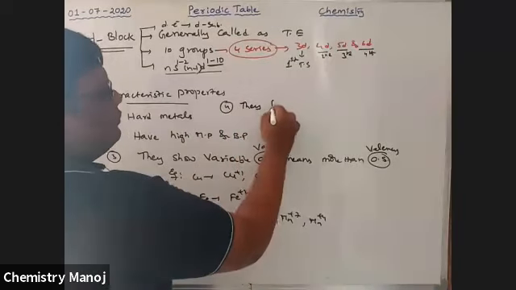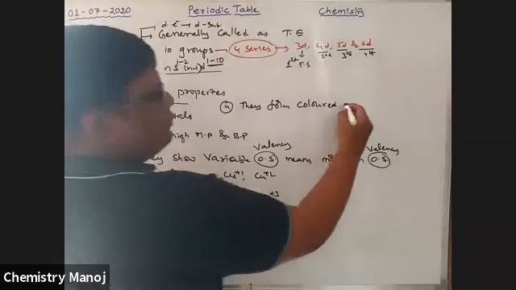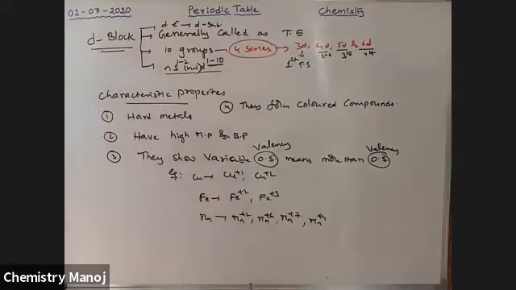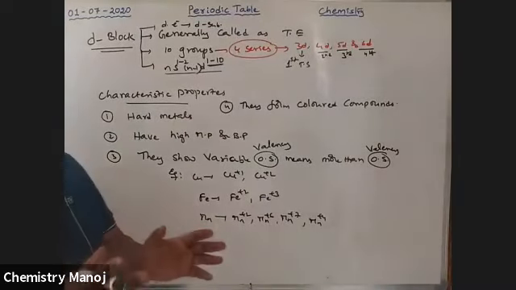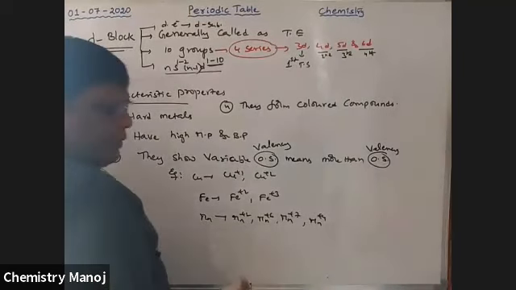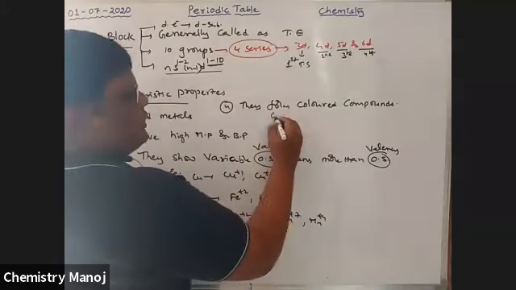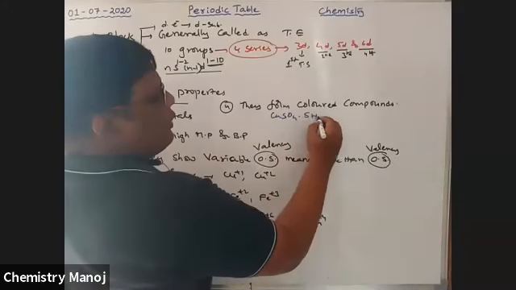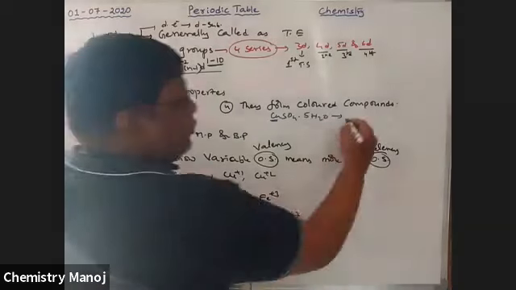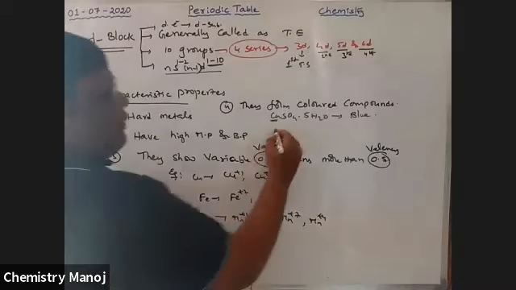They form colored compounds. Transition elements generally form colored compounds. That means if a transition element is there in the compound, in most of the cases it is colored in nature. For example, CuSO4.5H2O. Here copper is there. So it is blue in color. Blue color compound, CuSO4.5H2O.